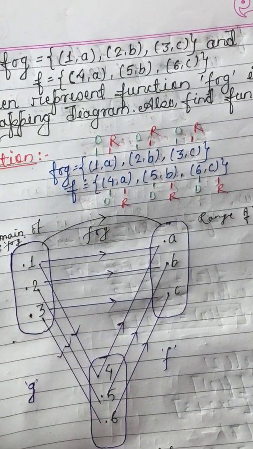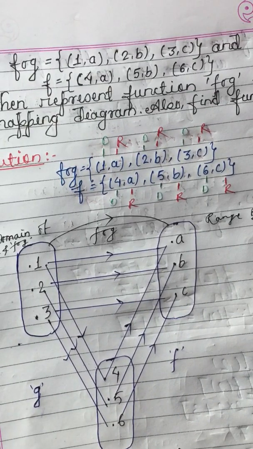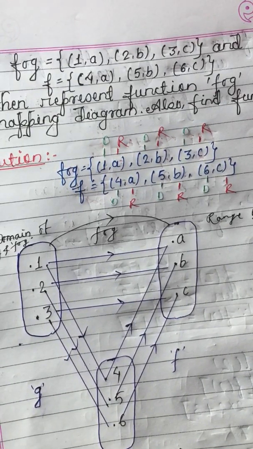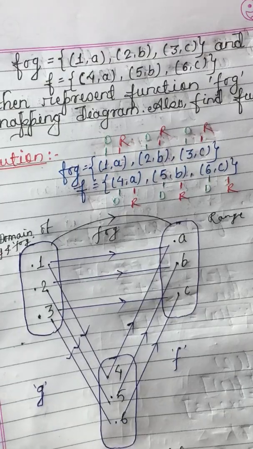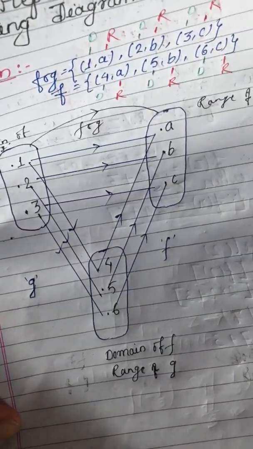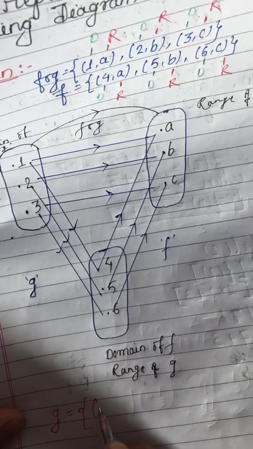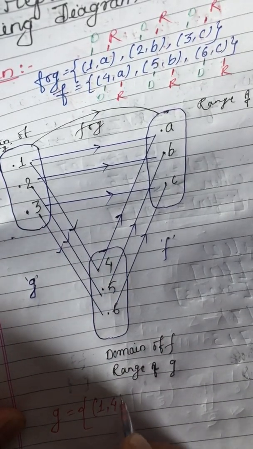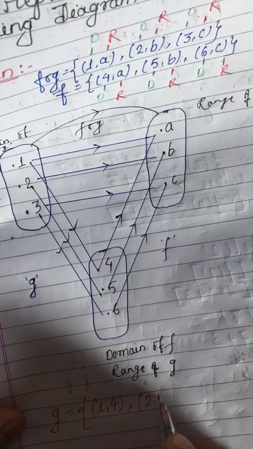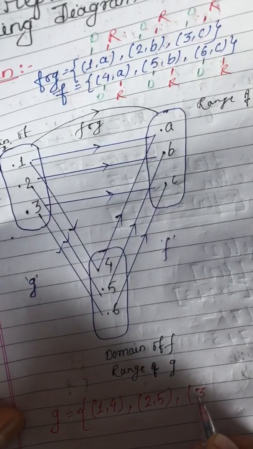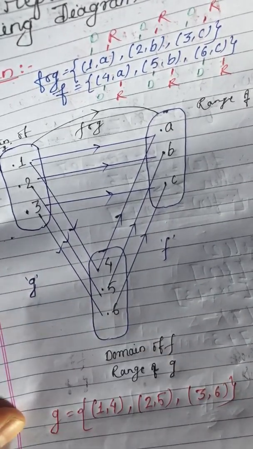The question is asked to find the function g in the form of ordered pair. So we can easily write function g in the form of ordered pair as g is equal to curly bracket 1 is the domain of g and 4 is the range of g. Also 2 is the domain of g, 5 is the range of g, 3 is the domain of g and 6 is the range of g.